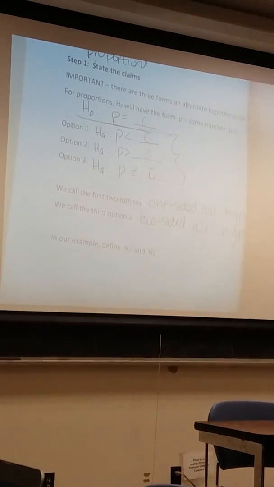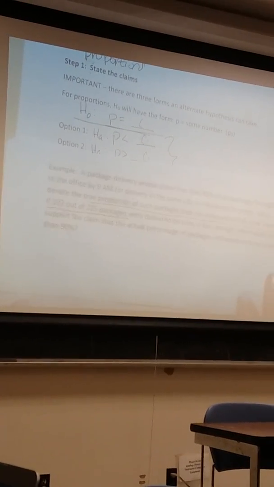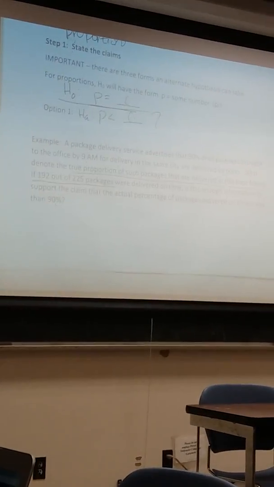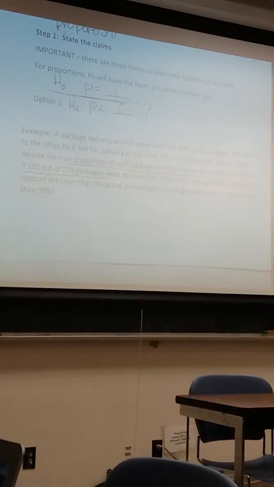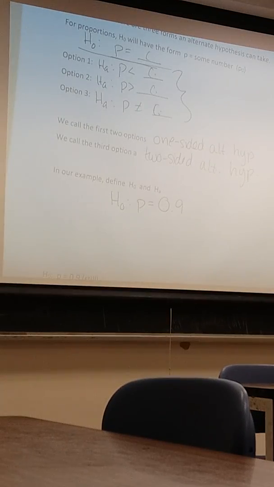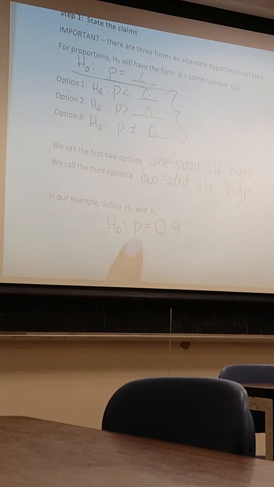So let's look at our example. The package delivery service is claiming that the percentage of packages they deliver on time is 90%. So my null hypothesis is P equals, what's 90% as a proportion? 0.9. So for our package delivery example, our null hypothesis is P equals 0.9. Usually this is the claim that's out there by the business. They're saying it's 90%, so we're going to believe you, but then we're going to see if the evidence backs you up or gives us cause to disbelieve you. The alternative is either P is less than 0.9, P is greater than 0.9, or P is not equal to 0.9.